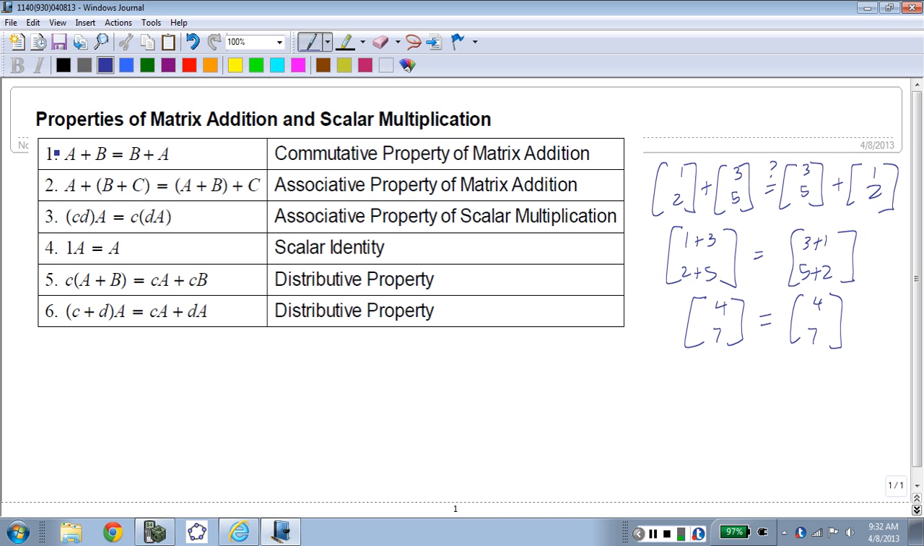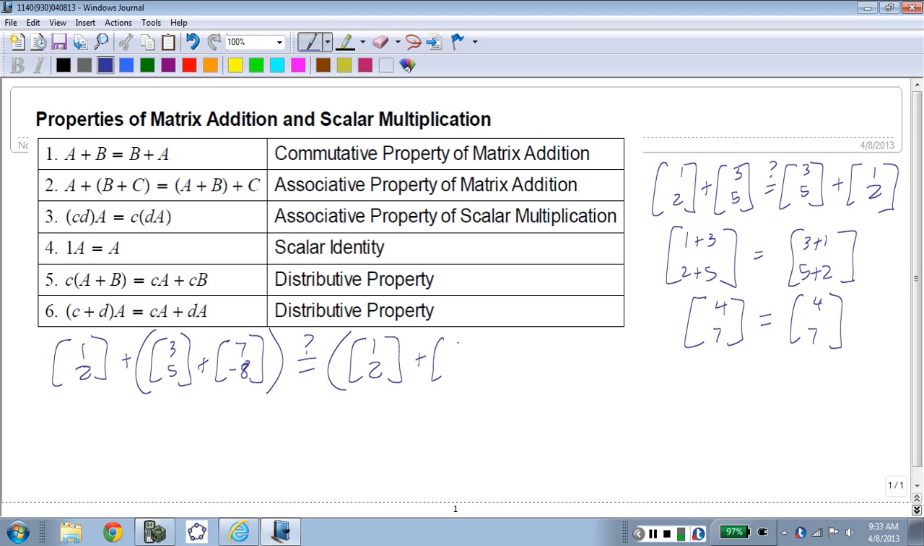If we wanted to illustrate it, we could say, 1, 2, take that and add it to whatever, 3, 5 plus 7, negative 8, just trying to come up with numbers off the top of my head. Do you suppose we get the same thing as if we took the 1, 2 and the 3, 5 and added those together, and then took that resulting matrix and added it to 7, negative 8? Would that give us the same 2 by 1 matrix?